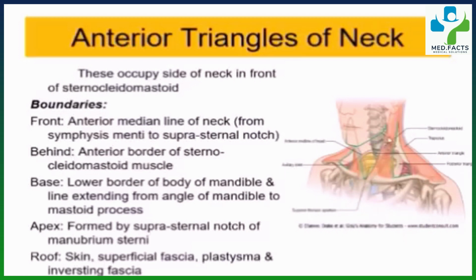Behind we have the sternocleidomastoid muscle. The anterior border of the sternocleidomastoid will form the posterior boundary of this triangle, and the base is formed by the base of the mandible itself, as well as an imaginary line drawn from the angle of the mandible up to the mastoid process. That will form the base. So the boundaries, once again I repeat: anteriorly we have the midline structures of the neck, posteriorly we have the sternocleidomastoid, and the base, which is superiorly placed, will be formed by the base of the mandible as well as the imaginary line drawn from the angle of the mandible up to the mastoid process.